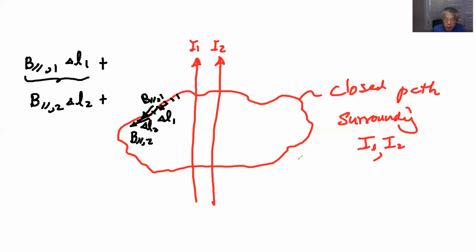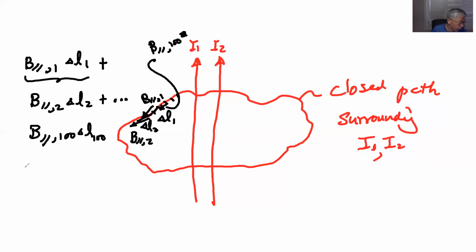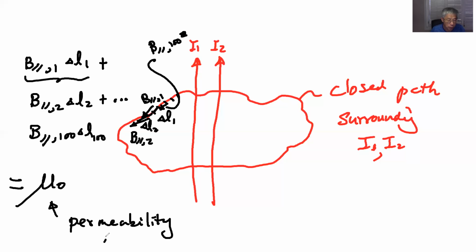So 1, 2, 3, 4, and so on, up to, let's say, 100, just for example. So then you have B parallel 100 times delta L100. So you add them all together, and that is equal to this mu zero that we talked about, the permeability of free space.